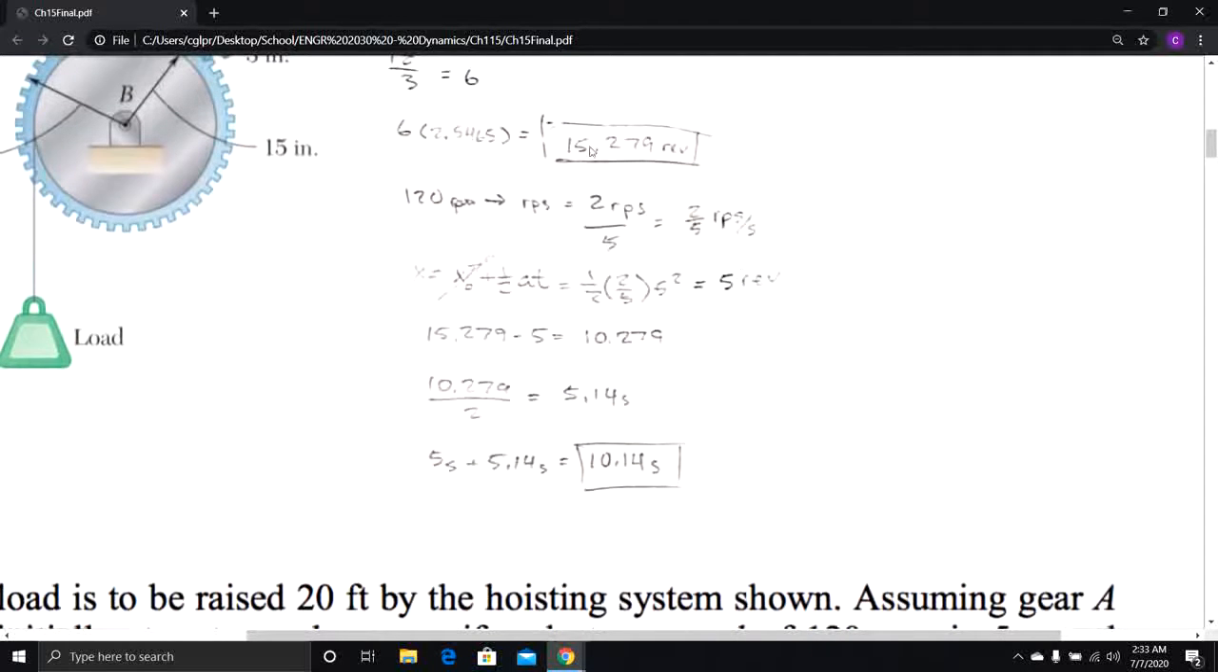No, it's going to do 5 revolutions by the time it gets up to speed, which is going to take 5 seconds. Right? We know that it's going to need 15.279, so subtract the 5 revolutions from that, and after 5 seconds it's going to require 10.279 more. Now it's going 2 revolutions per second, so it's going to take 5.14 more seconds after the 5 seconds to give me a total of 10.14 seconds.